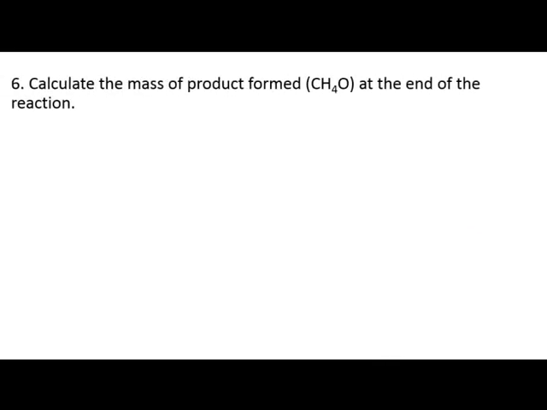Part 6. Calculate the mass of the product formed. To calculate the mass of the product formed, which in this equation is CH4O, we proceed as follows. Let us remember the equation, and remember that in this equation CO is the excess reactant and hydrogen is the limiting reactant. Now, how to calculate the quantity of CH4O produced at the end of the reaction? Can we use the limiting reactant value or the excess reactant value?